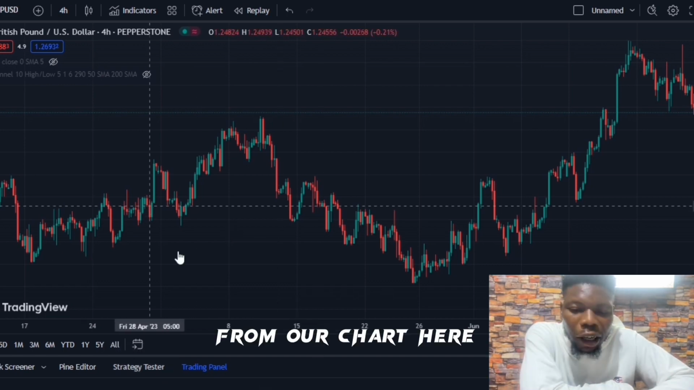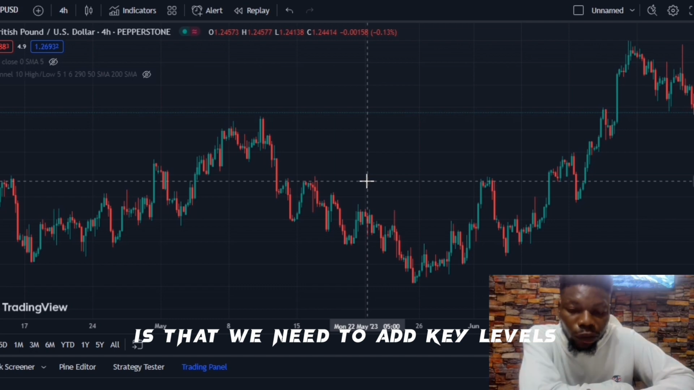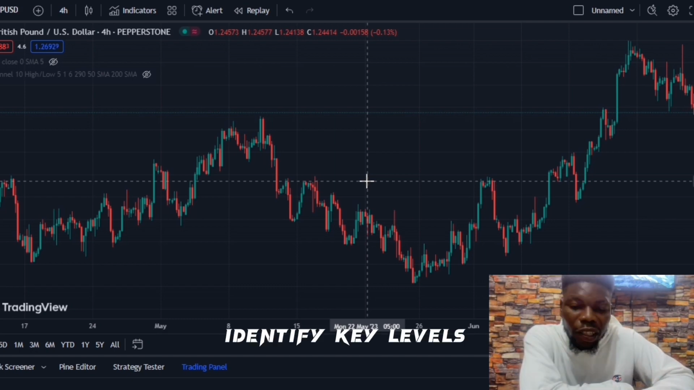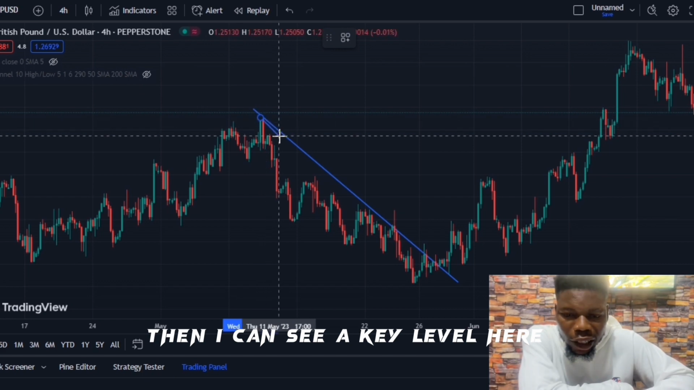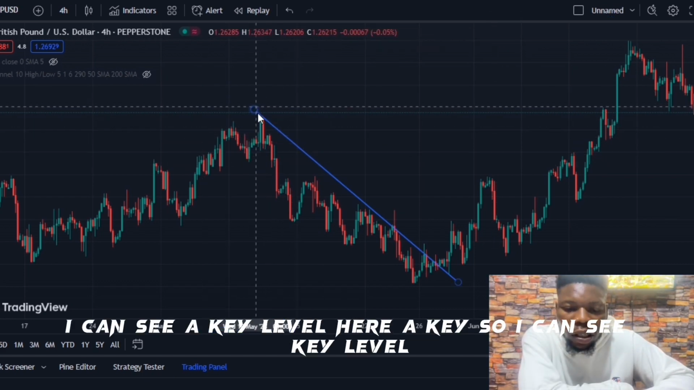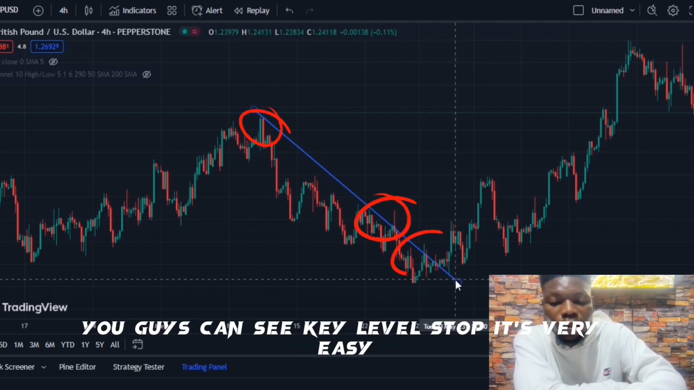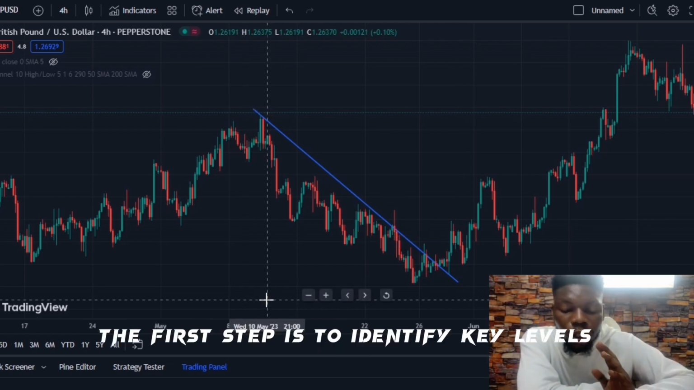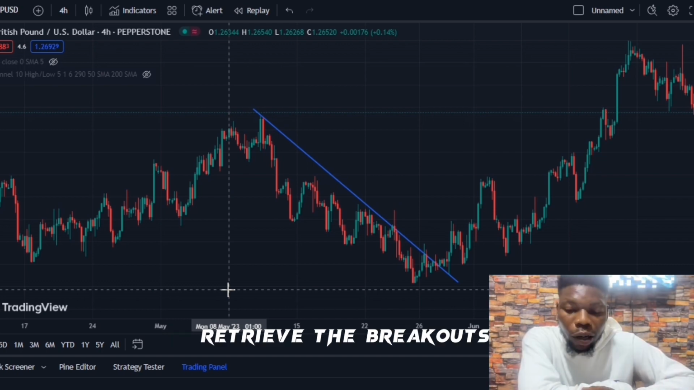From our chart here, the first thing we need to do is identify key levels. What did I say? Identify key levels. So you bring out your trend line tools, then I can see a key level here, and here. You guys can see the key level. It's very easy. The first step is to identify key levels. Then after identifying key levels, we trade the breakouts.